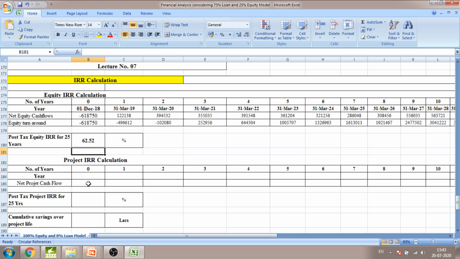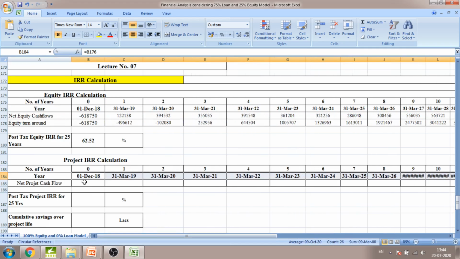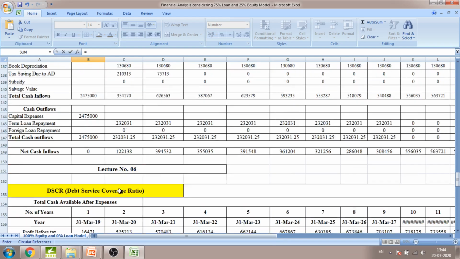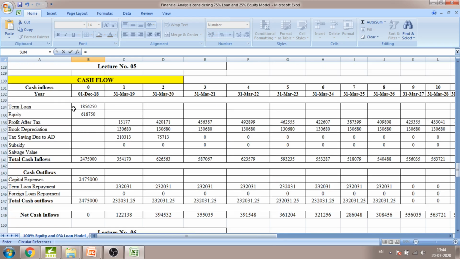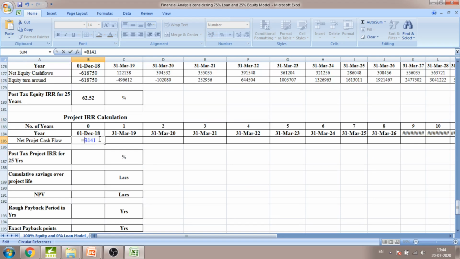The next parameter under consideration is the project internal rate of return calculation. For the years, we simply copy from above, that is 1st of December 2018, from the date of commissioning up to the 25 years. The net project cash flow is nothing but the amount of investment we have made considering the loan and the equity. The total investment, that is term loan plus equity, is 24,75,000. This is the total investment in the project. We put a minus sign here because it is an investment.